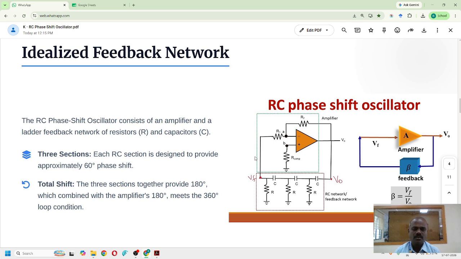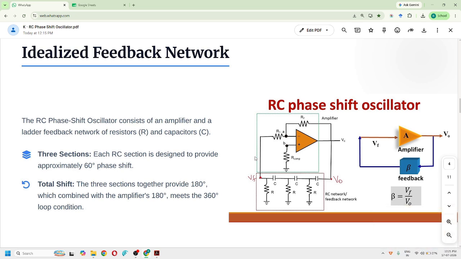In this circuit you can see we have 3 RC combinations: one RC network, and second and third. Totally we have 3 RC networks. Each RC network can create a 60 degree phase shift. So put together that is 180 degree phase shift, and the amplifier is going to give another 180 degree phase shift. So a total of 360 degree phase shift can be generated by this circuit.